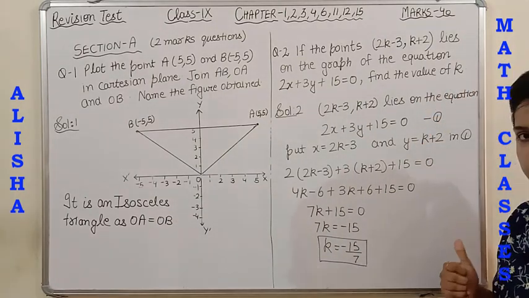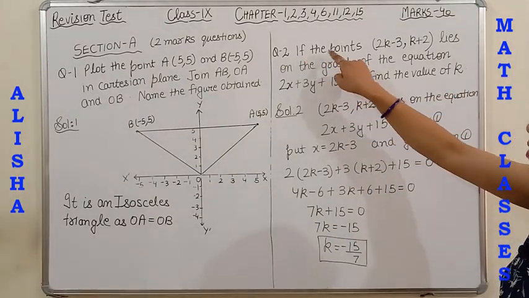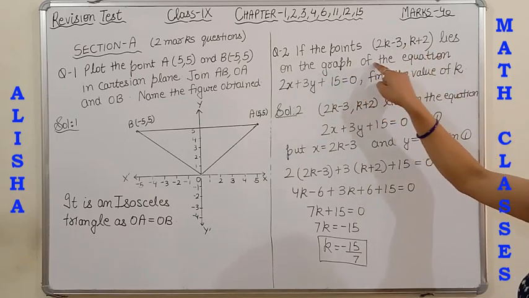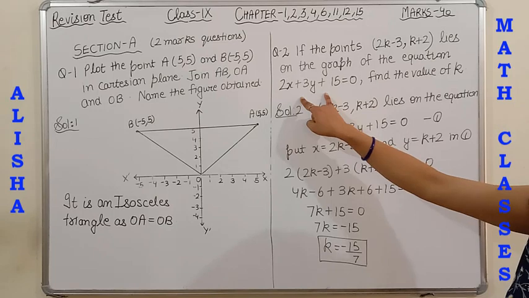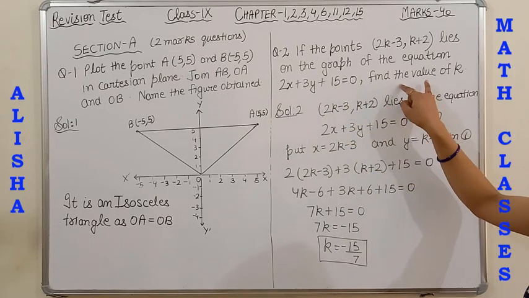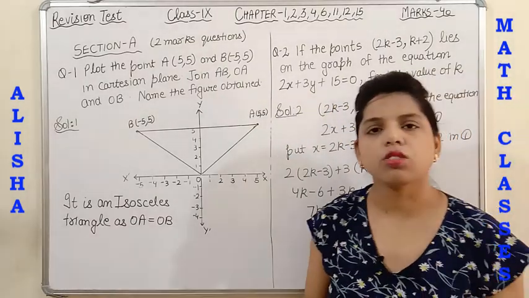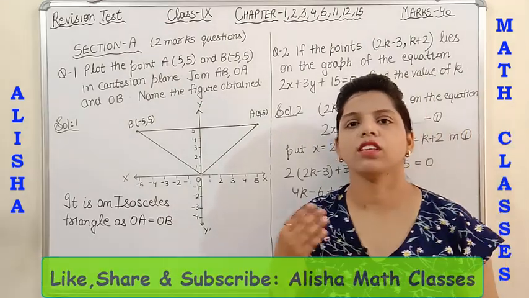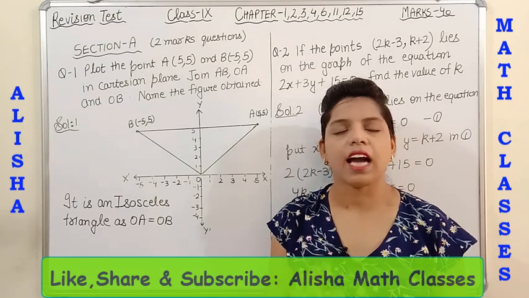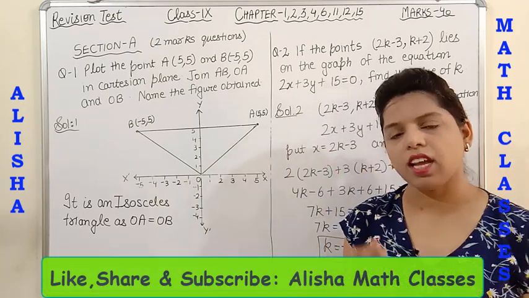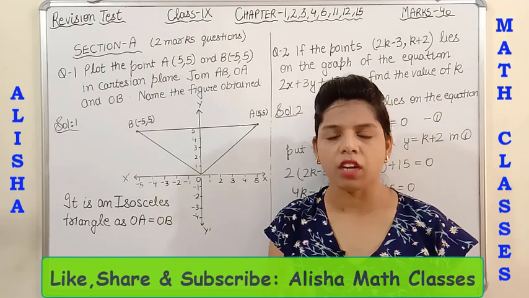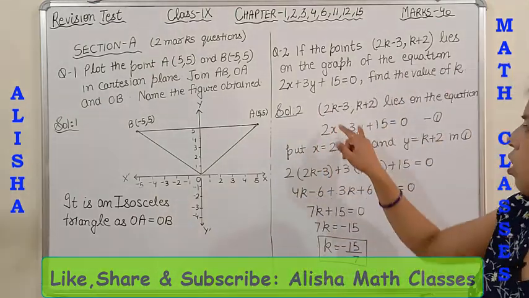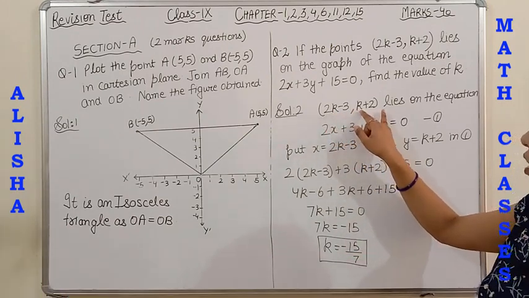Moving on to question number 2, the question number 2 is, if the points 2k minus 3 and k plus 2 lies on the graph of the equation 2x plus 3y plus 15 is equal to 0, find the value of k. Listen students, first thing that you have to understand, whenever any point lies on the equation of the line, that means that point is satisfying the equation of the line. Whatever the point is there, that point will satisfy the given equation. So here point is 2k minus 3 and k plus 2.